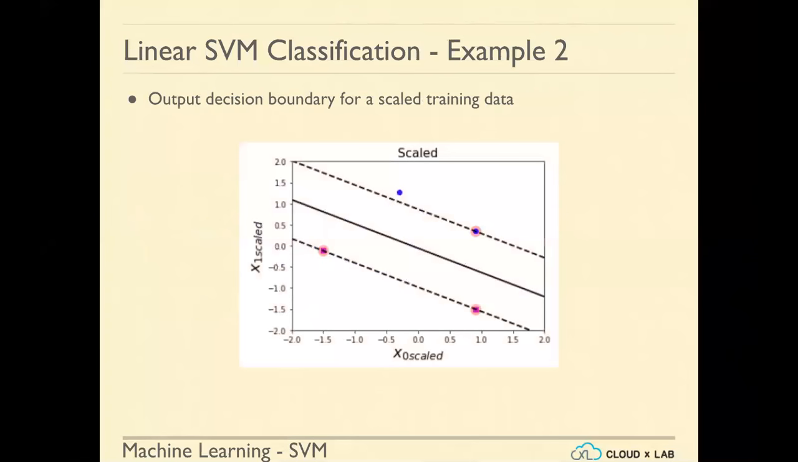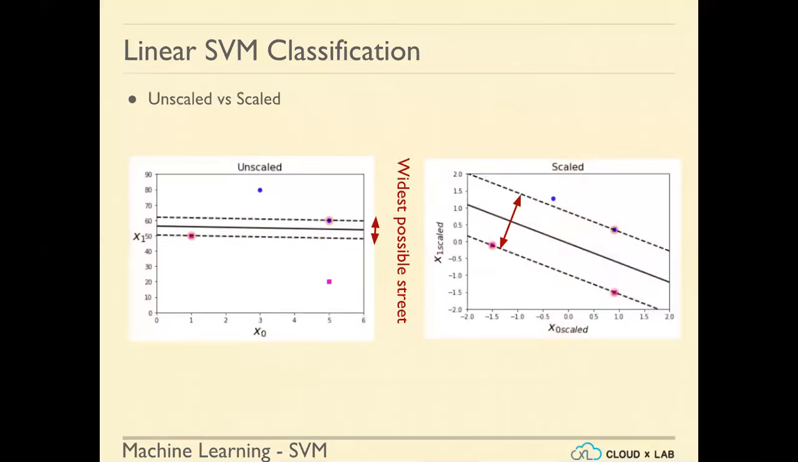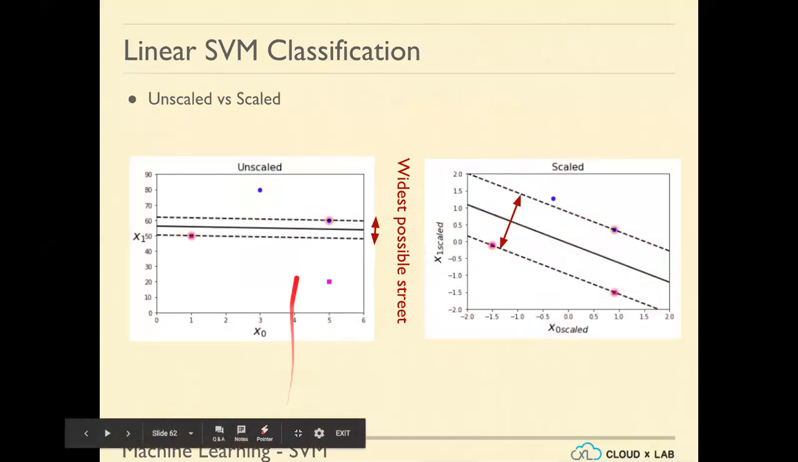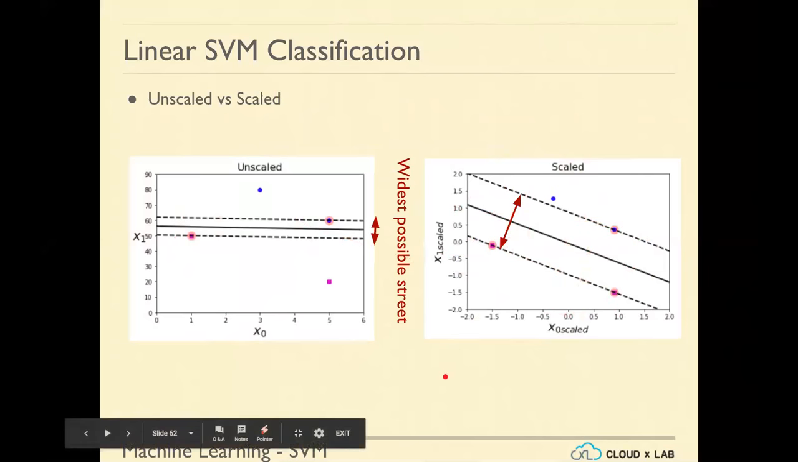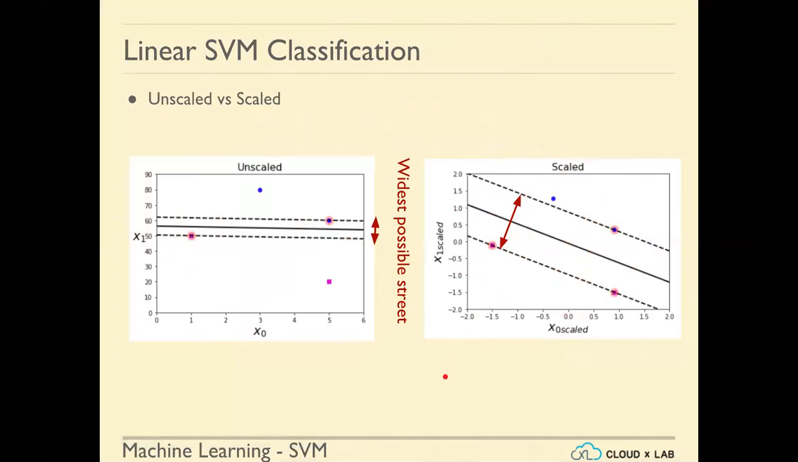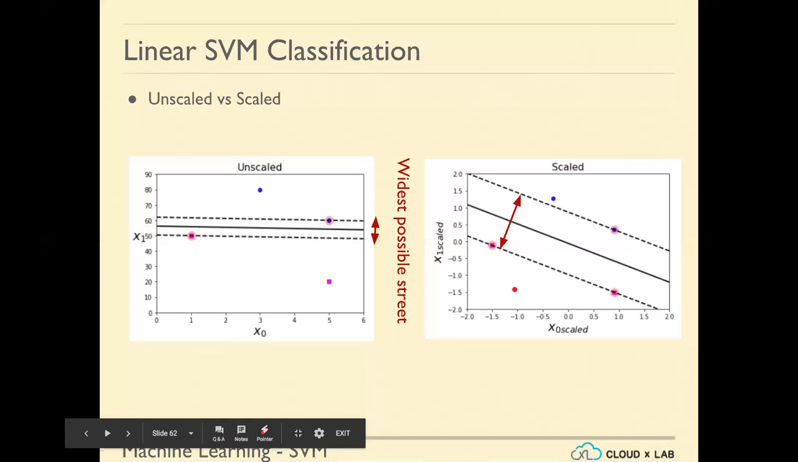Now after scaling, this is how the data looks. This is a very important chart. On the left-hand side, the unscaled data looks like this, while for the same data, when we trained our models and drew the decision boundary using the SVM, this is how it looks. So which one do you think is better, this or this?